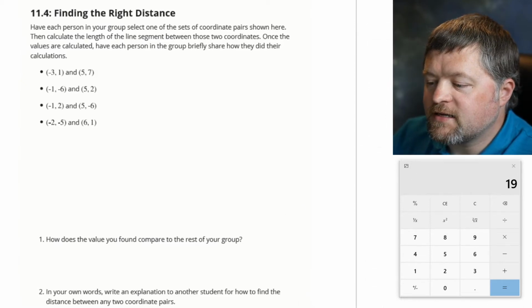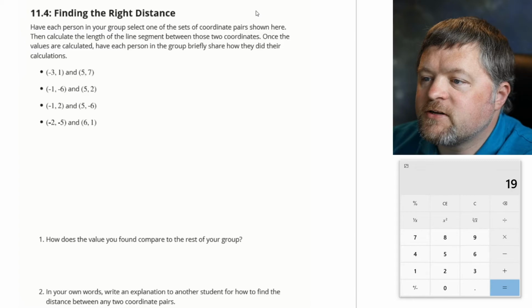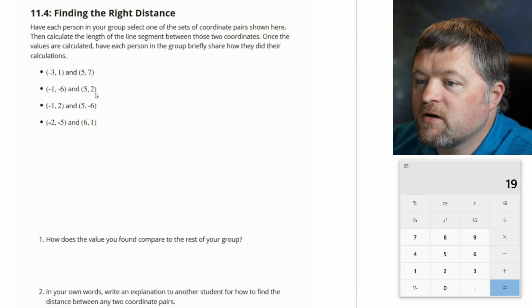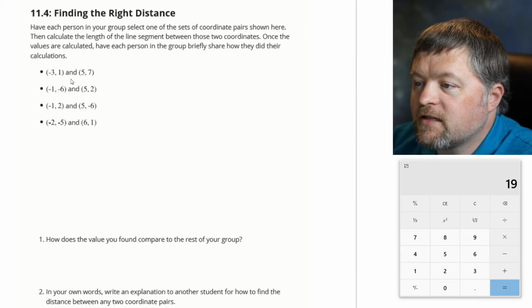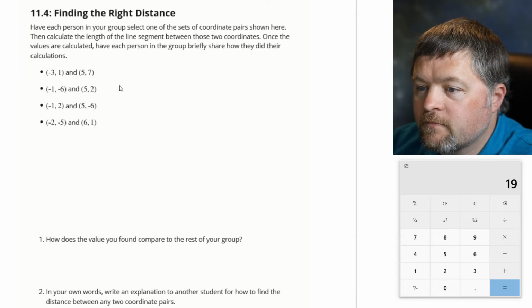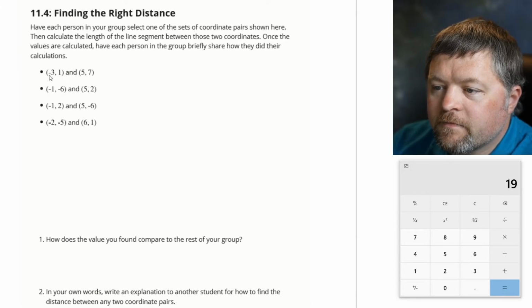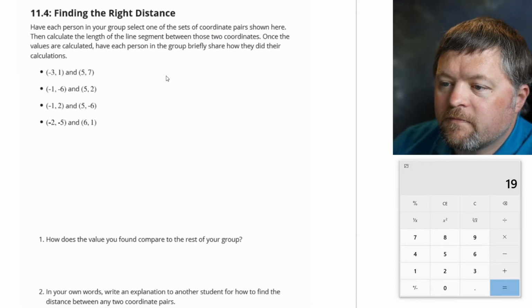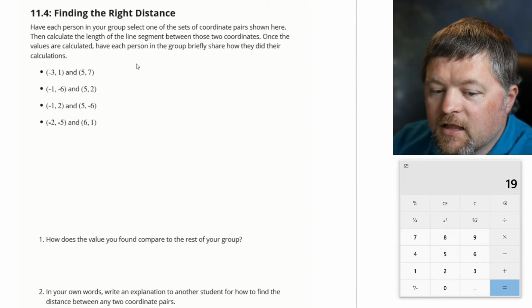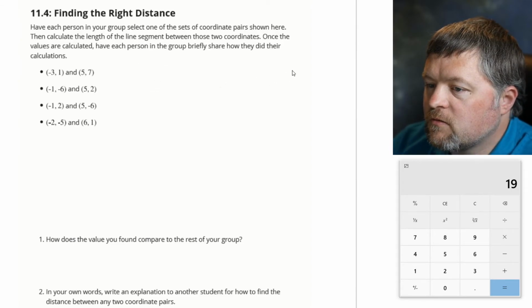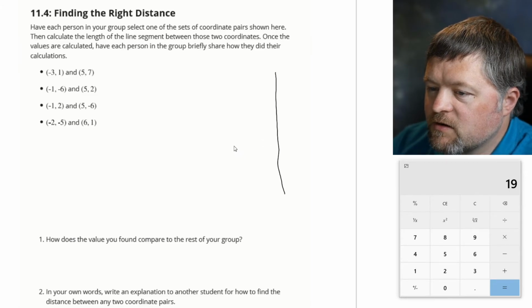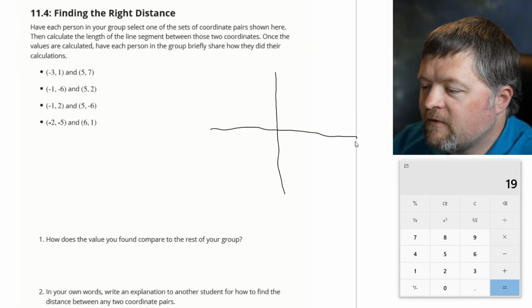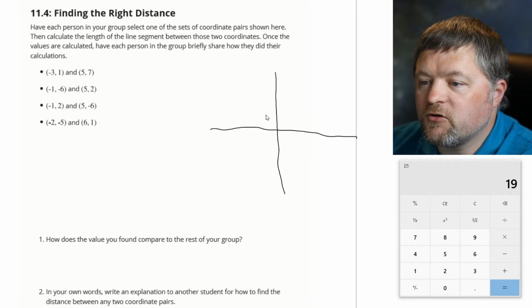Finding the right distance. Have each person in your group select one of the coordinate pairs here. Calculate the length of the line segment between them. Okay. Now, I would like us to think about this graph real quick, and then we are going to talk a little bit about a faster way to do these.